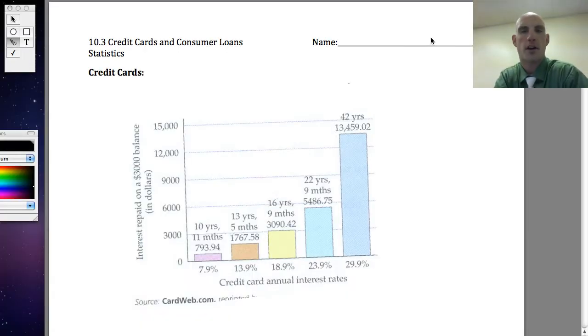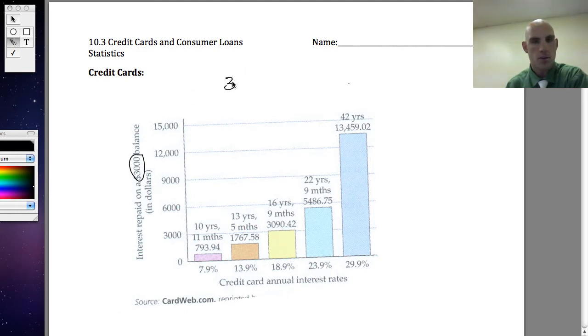Today we're going to talk about credit cards, the effect of interest, and begin our discussion of a little bit on consumer loans. Let's look at this graphic to begin with. This graphic is about paying off a credit card bill of $3,000. So we're carrying a $3,000 balance.